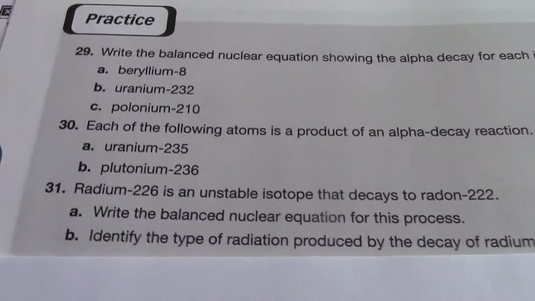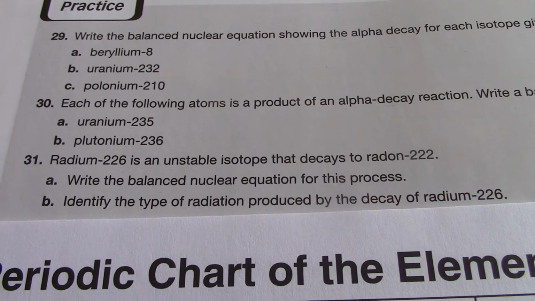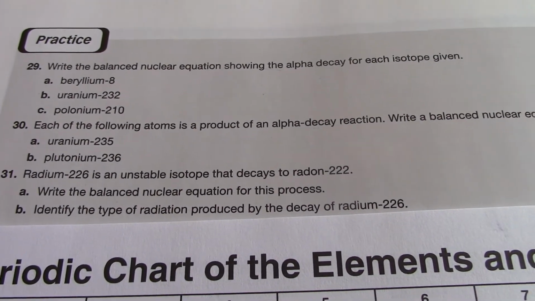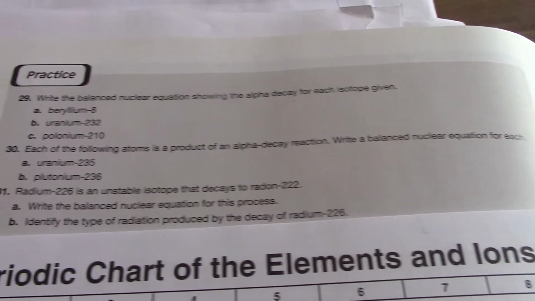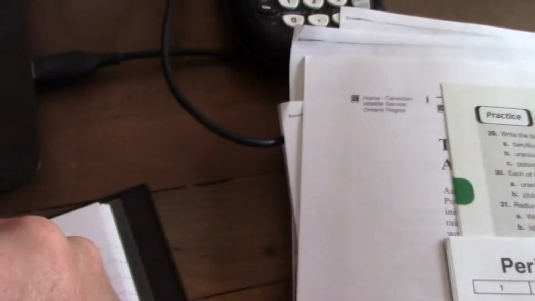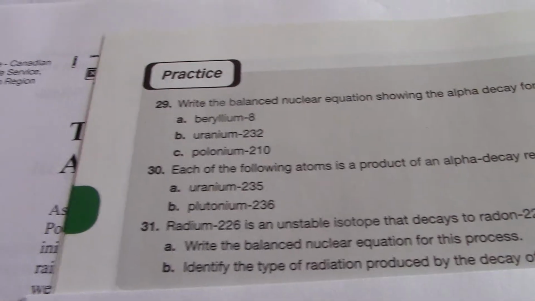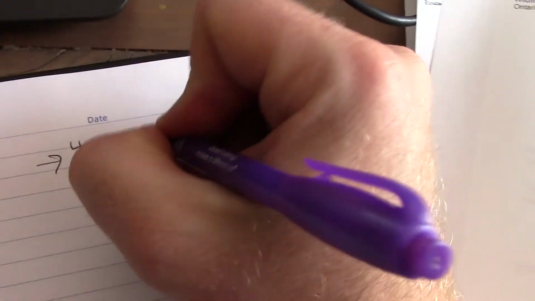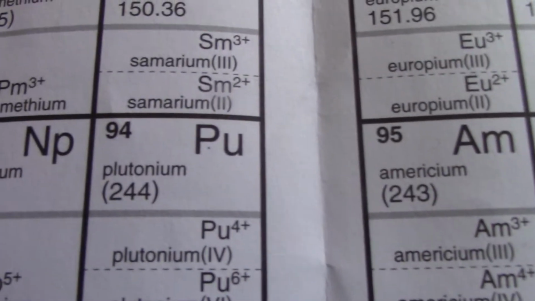If I look at number 30, it says each of the following atoms is a product of alpha decay. Write the balanced nuclear equation for each. So you have to work backwards from this. Alpha decay always produces a helium atom, and one of the other products is uranium-230. Actually, I'll do B. You can do A on your own. Plutonium is the other product. So this is 236. Plutonium is Pu, and it is 94.